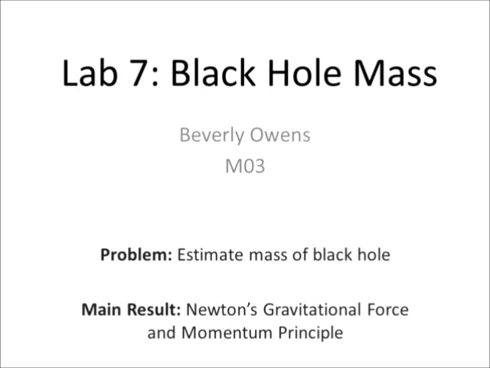The problem is that we are estimating the mass of the black hole using the results of our analysis and assuming that the net force on the system is due solely to the gravitational force of the black hole. The main result is that we are analyzing the rate of change of momentum and of force, while analyzing the parallel and perpendicular components of each to predict the path of the star as it orbits the black hole. This will allow the mass of the black hole to be found by using Newton's gravitational force equation.